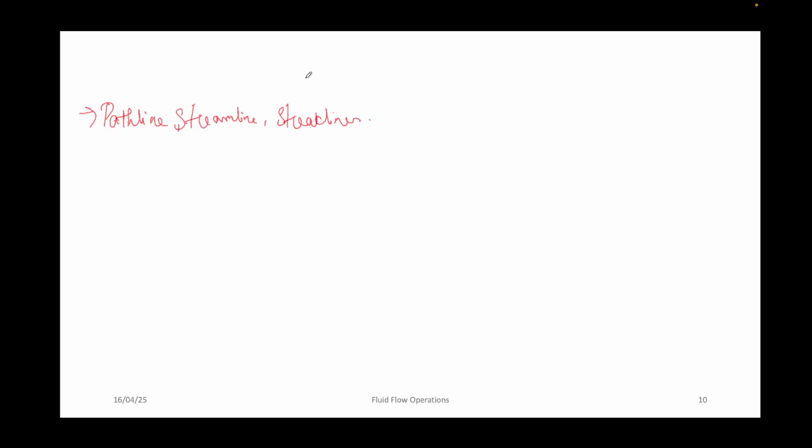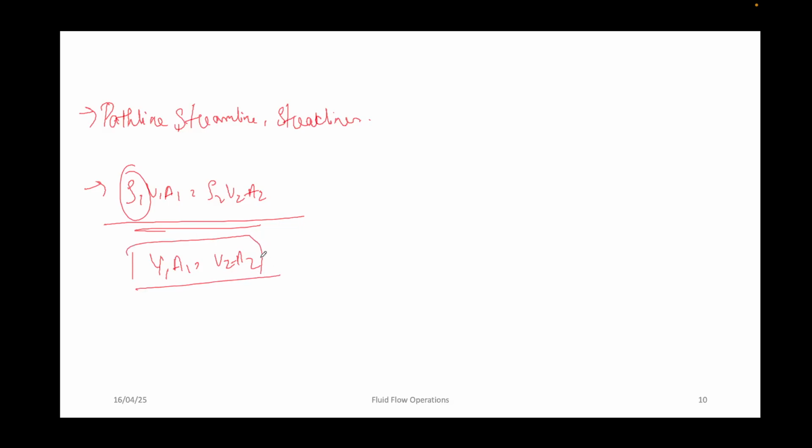And after this, we discussed the continuity equation as I've told you, which is nothing but rho 1 V1 A1 is equal to rho 2 V2 A2. This is the actual equation. But if the density is constant for the fluid, then we can consider it to be V1 A1 is equal to V2 A2. This is valid if rho is constant.